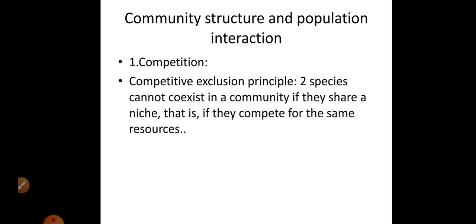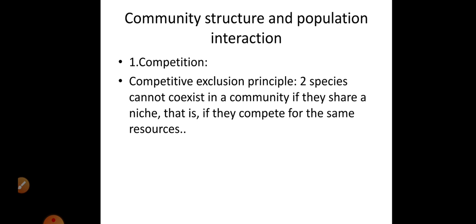Now we have community structures and population interaction. First of all, we have competition. When two species that are found in the same population are fighting over, for example, a food source or whatever, this is competition.